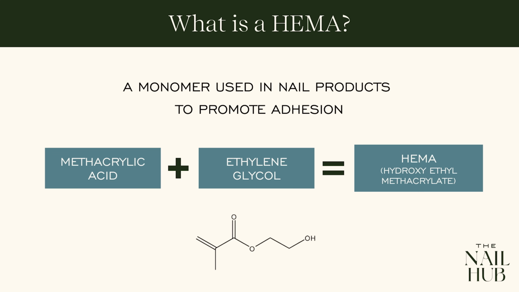What is HEMA and what is it made up of? So we take methacrylic acid, we add ethylene glycol, and we get HEMA, hydroxyethyl methacrylate. So you'll see HEMA usually listed as HEMA on a label, but sometimes you'll see hydroxyethyl methacrylate. It is the exact same thing. One is just the acronym. And I also included a little molecular diagram so you can see what HEMA looks like.